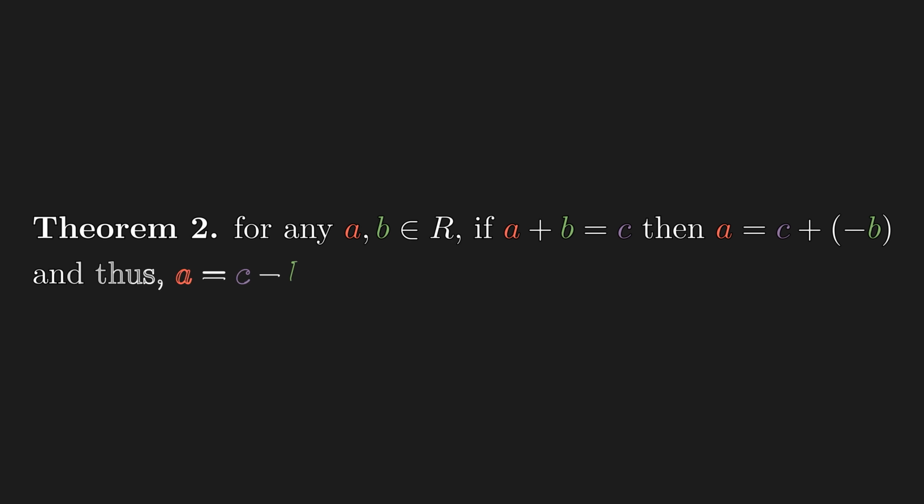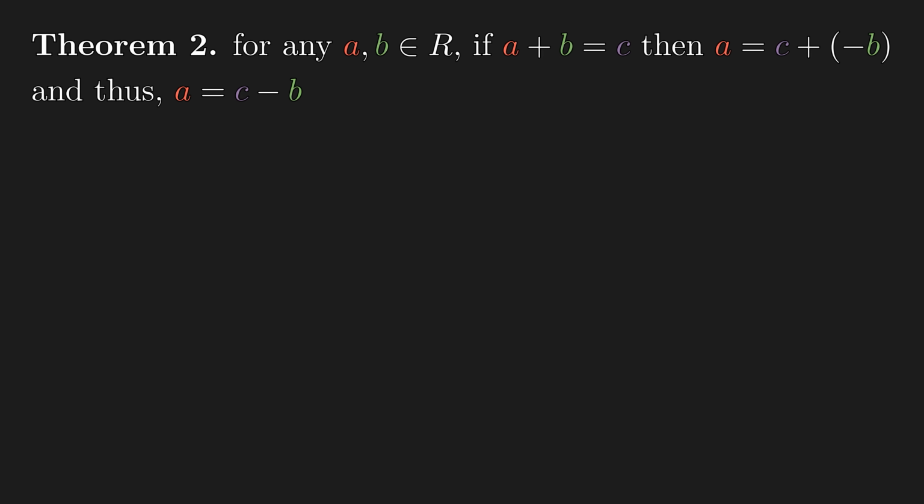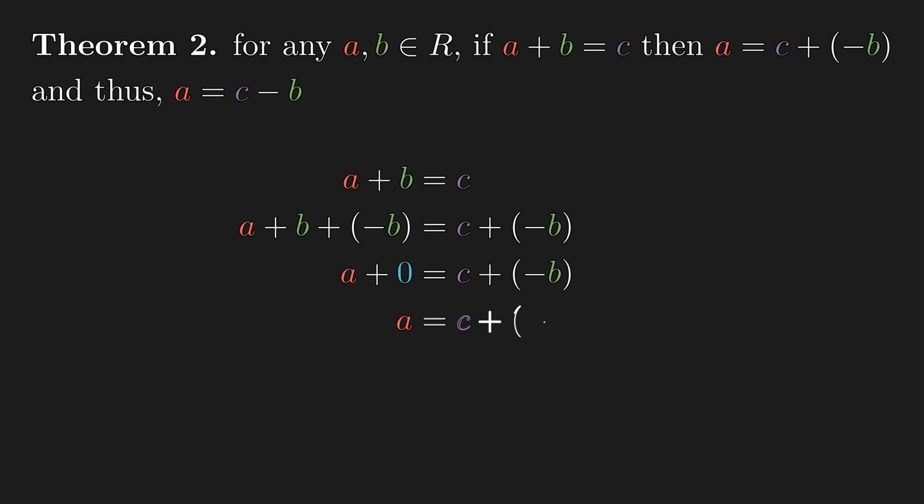The next theorem says that take any two elements A and B in the ring, and let C be A plus B, then A is equal to C minus B. And the proof starts by adding negative B on both sides, and B plus negative B comes out to 0, so A is equal to C plus negative B, which by definition is C minus B. And this formally justifies being able to move a term to the other side of the equality.